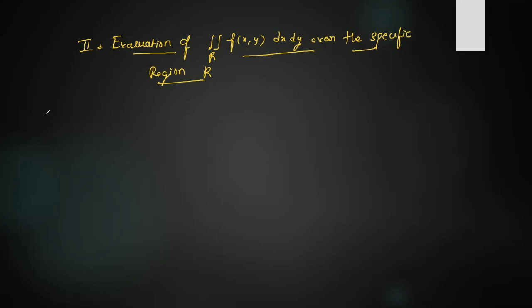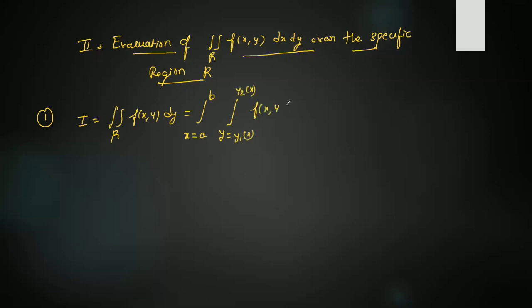In this, we have two types. First, I is equal to the integration over the specific region R of f of x comma y dy. Depending upon the region, we have to find the limits, and there are two types of limits we can select. In the first type, we take x as an independent variable, which varies between constants, and y as a dependent variable, which depends on x, and the function remains f of x comma y dy dx. Here I missed dx. Okay, dy dx. I hope I'm clear.